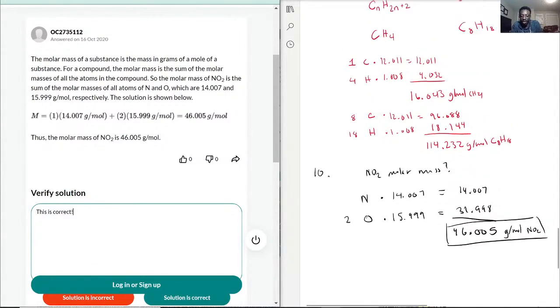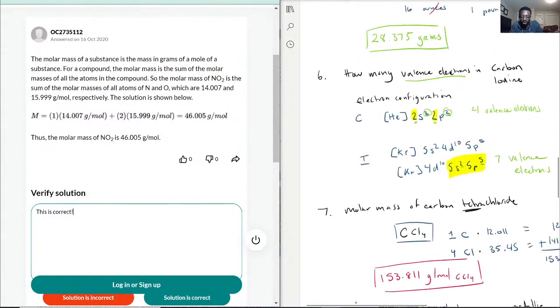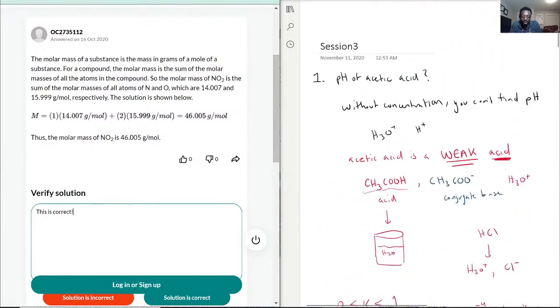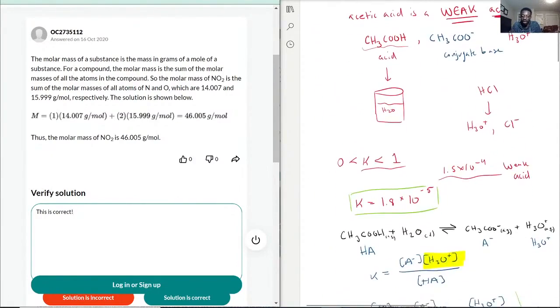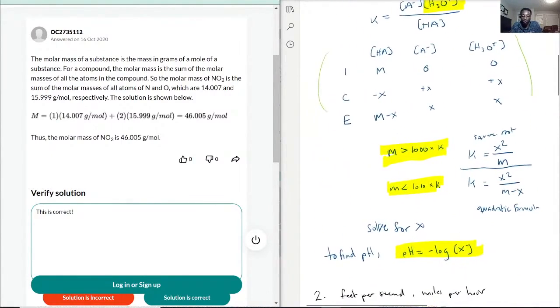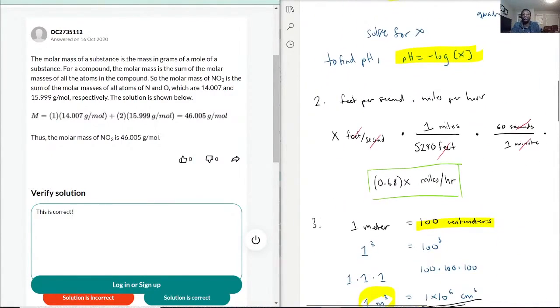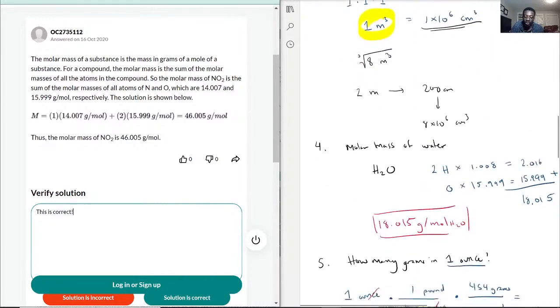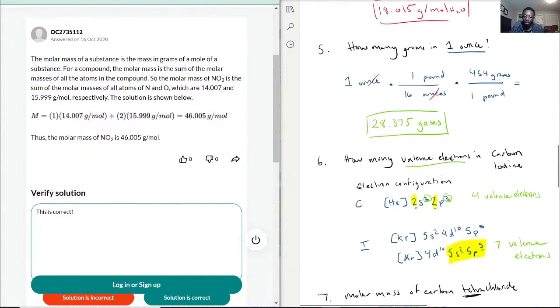Alright, so now let's just quickly zoom through the questions we answered for today. The most complicated one was the pH of acetic acid, but hopefully the way I explained it allows you to tackle all those pH questions depending on the acid, and just make sure you factored in the changes in the Ka and everything like that. So we went over some conversion as well and a lot of molar masses.